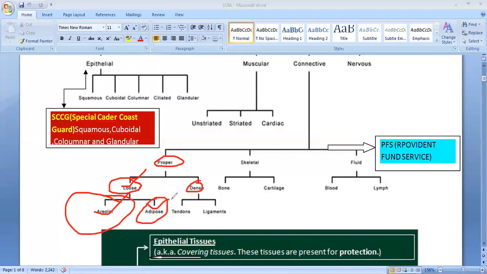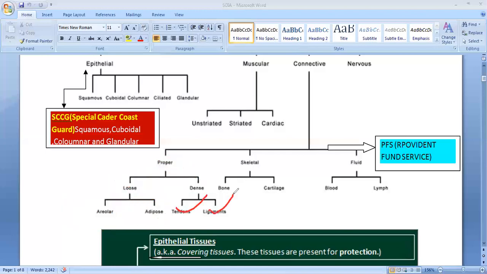Okay. Next is the dense connective tissue, and this dense connective tissue has two things. One is the tendon, another is the ligament. You know very well, tendon is involved in the attachment of bone to muscle, and ligament is involved in the attachment of bone to bone.